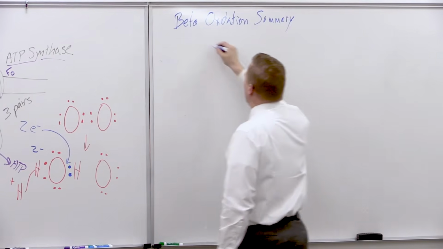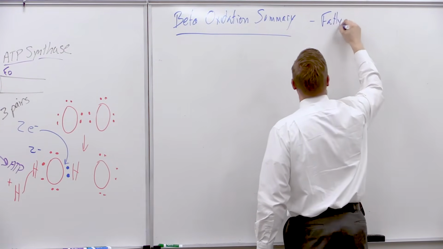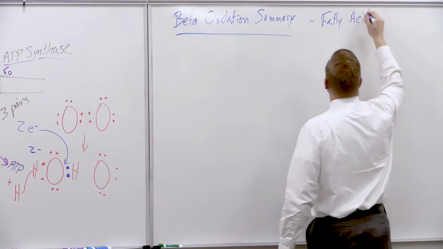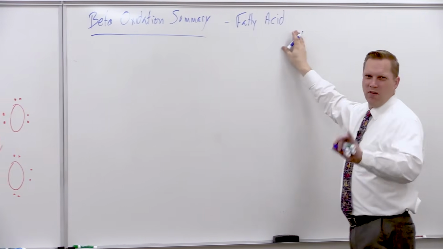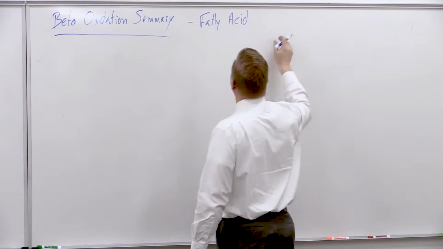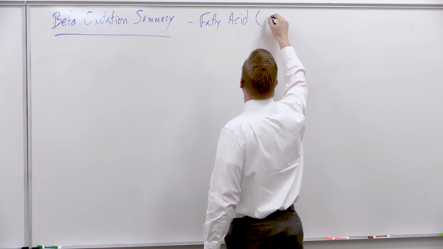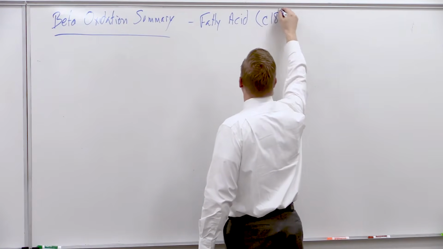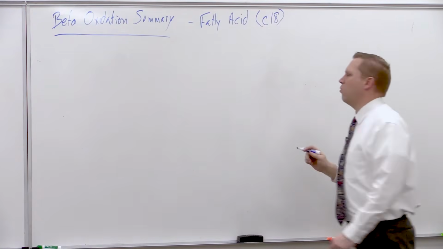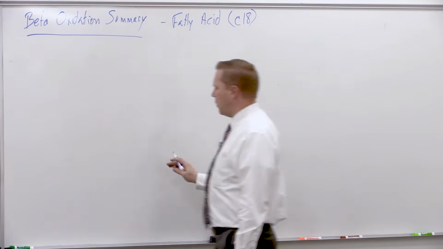So remember, in beta oxidation, we're going to take a fatty acid. Now we're actually taking a fat, but I'm just going to break it down. I'm going to start with a fatty acid. An average size for a fatty acid would be 18 carbons long. So we're going to do an 18 carbon chain.